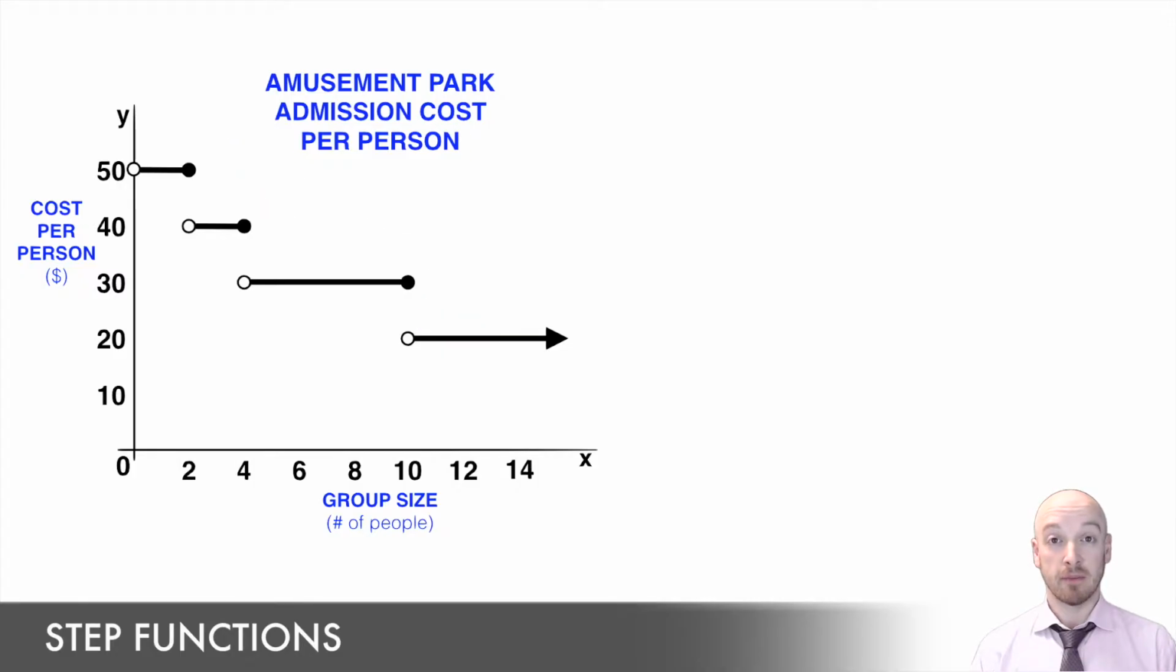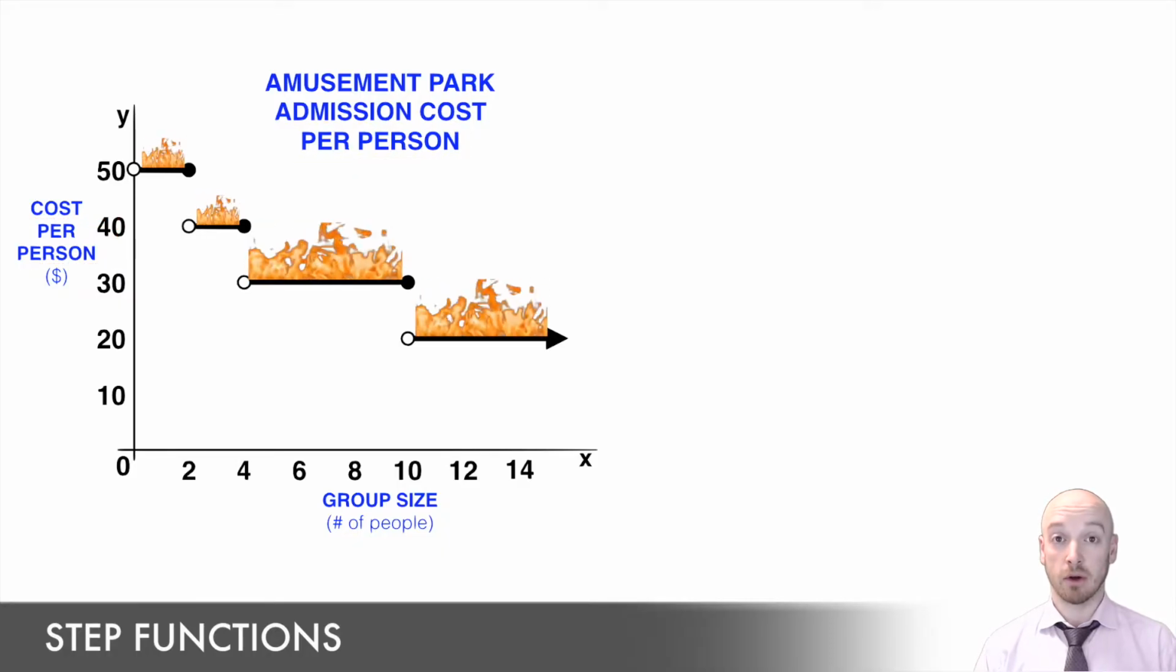Now notice I keep emphasizing the per person cost here. We're not looking at a total cost for a group. We're talking about the admission price per person to the amusement park. So this is the amount that each person pays to get in. Now notice how the graph looks here. I've kind of got a series of steps, a little mini staircase here to show the cost per person according to the size of the group.